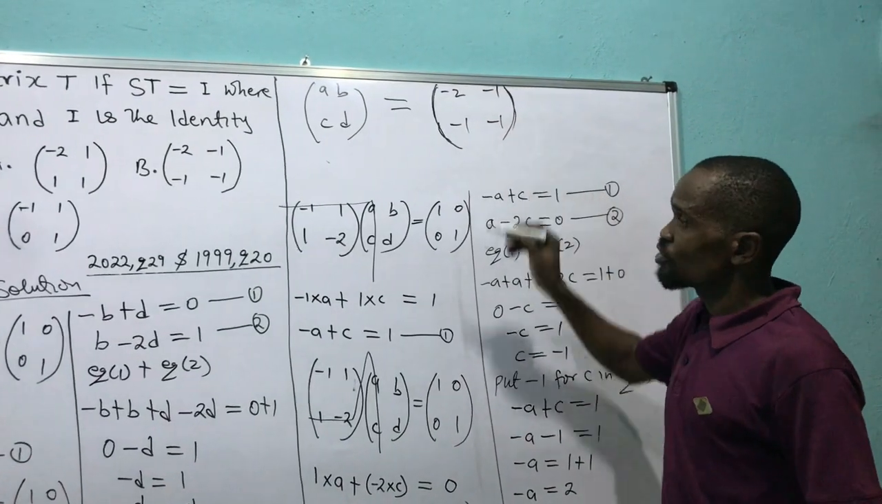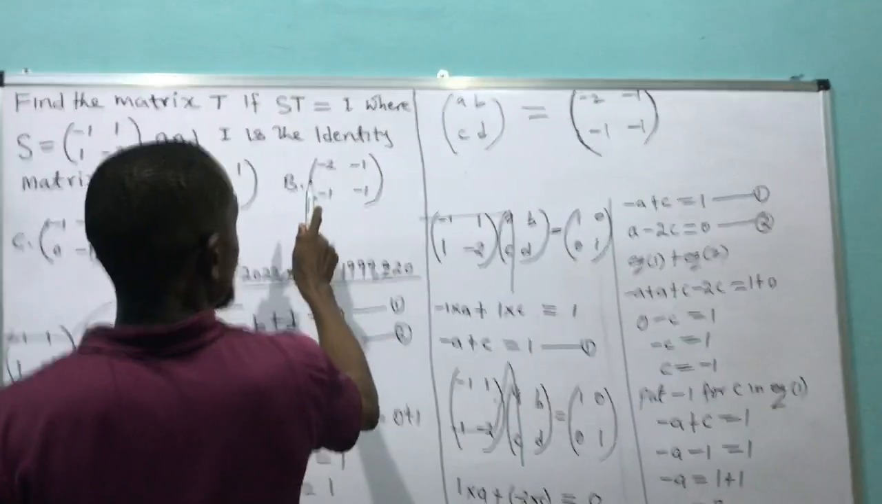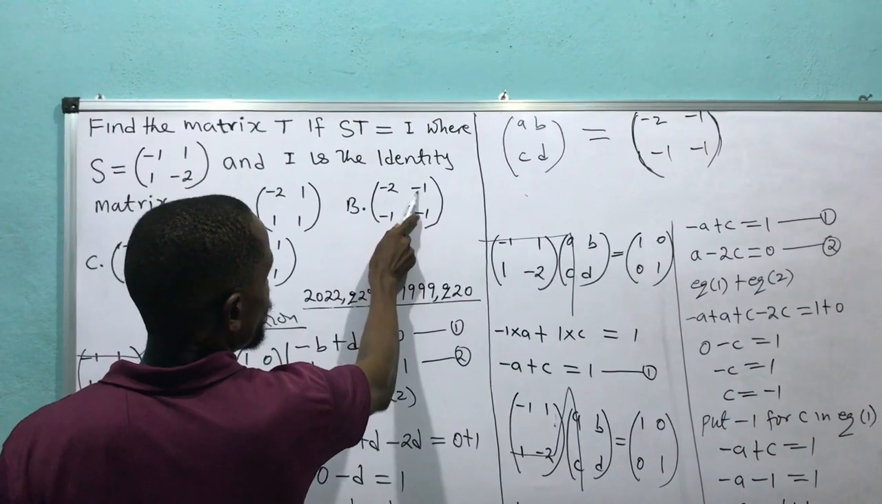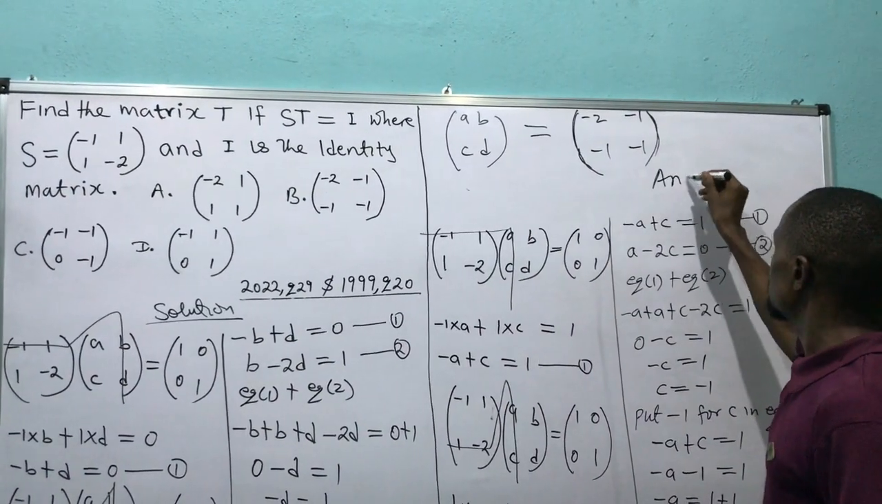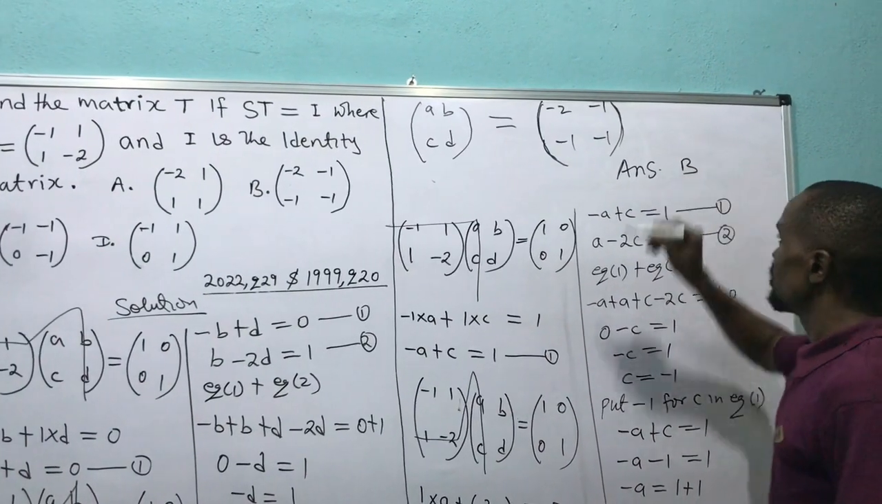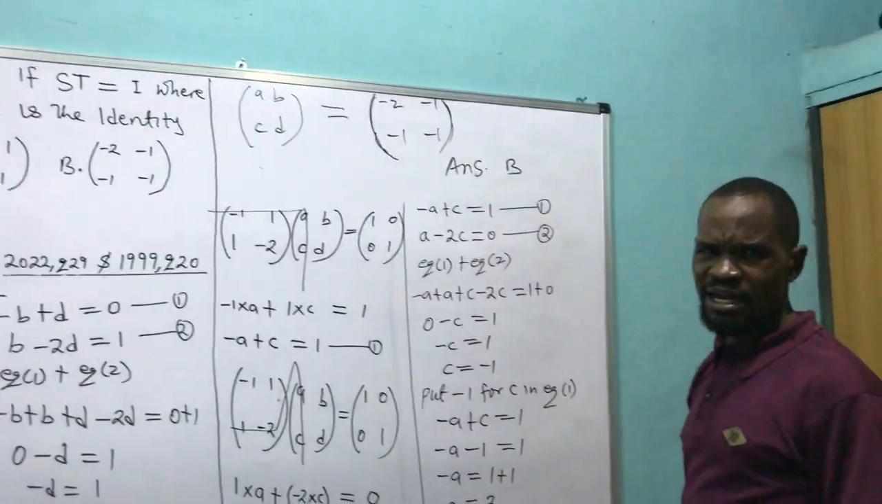We'll look at the option. Can we look at the option? I have minus 2, minus 1, minus 1, minus 1. That means my answer is option B. That's my answer. Do you get what I'm saying?